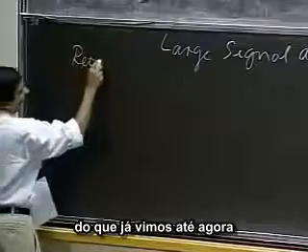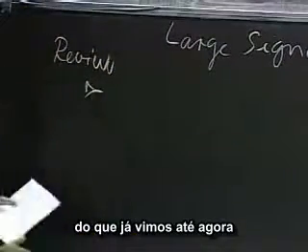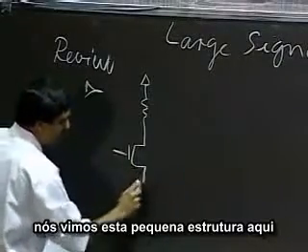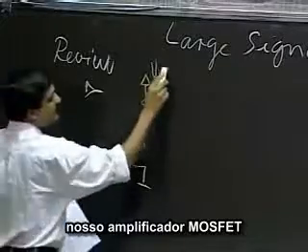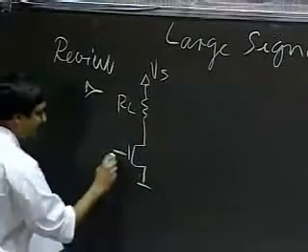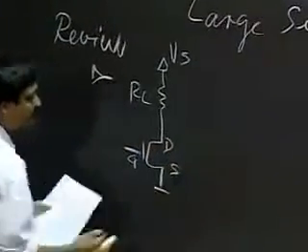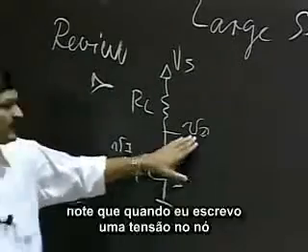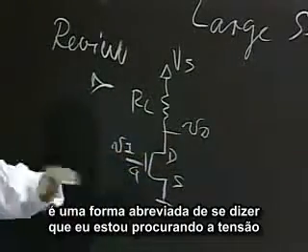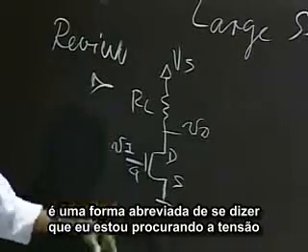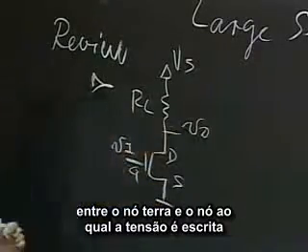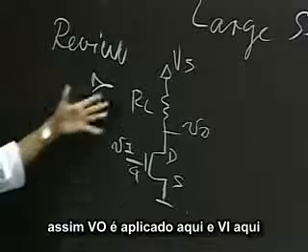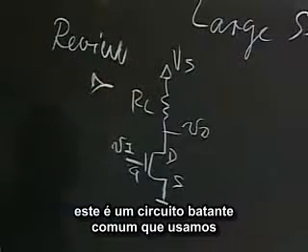So to quickly review where we've been so far, we looked at this little structure here, our Mosfet amplifier. Notice that when I write a voltage at a node, that's a short form for saying that I'm looking at the voltage between the ground node and the node at which the voltage is written down. So V0 here and Vi applied here.